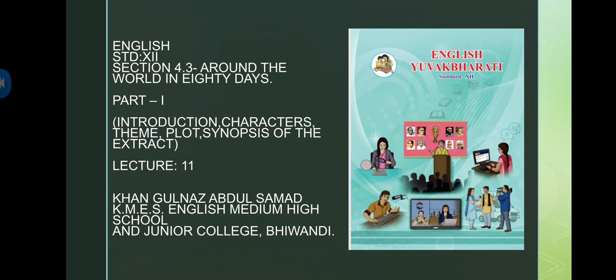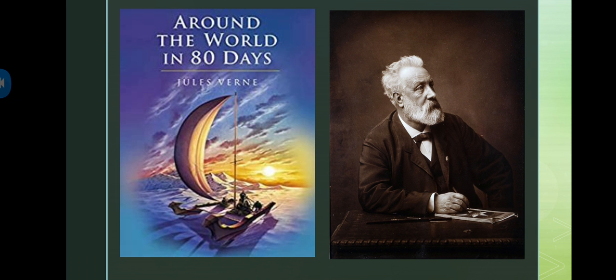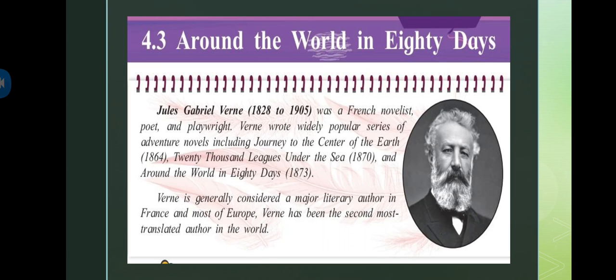So here we are going to start with another novel, that is Around the World in 80 Days. In the previous lecture, okay, and this is part one of this novel. In this part one, we will see the introduction, characters, theme, plot, and synopsis of the extract. Here is the author Jules Verne, the author of the novel Around the World in 80 Days. Now moving further, we will see the introduction part.